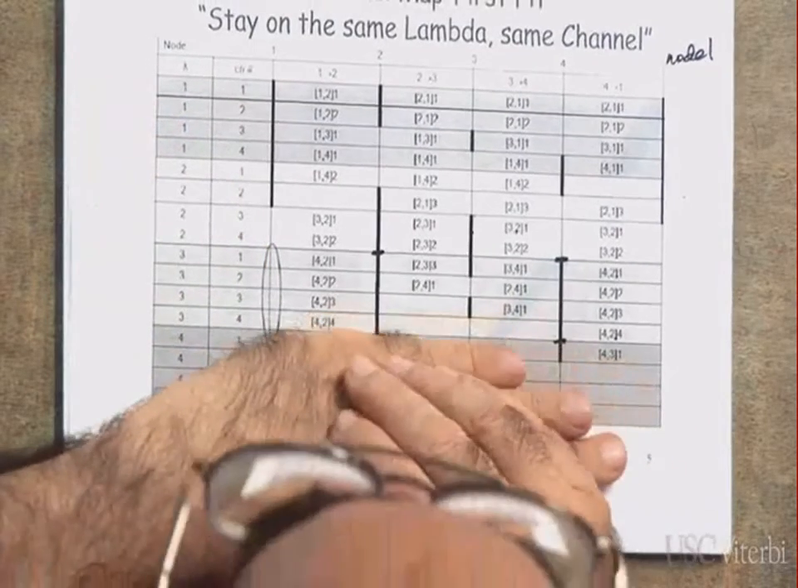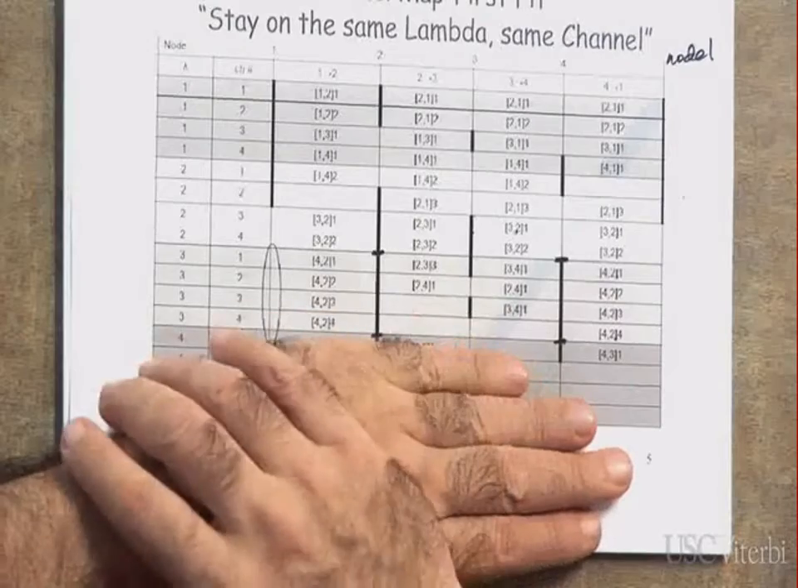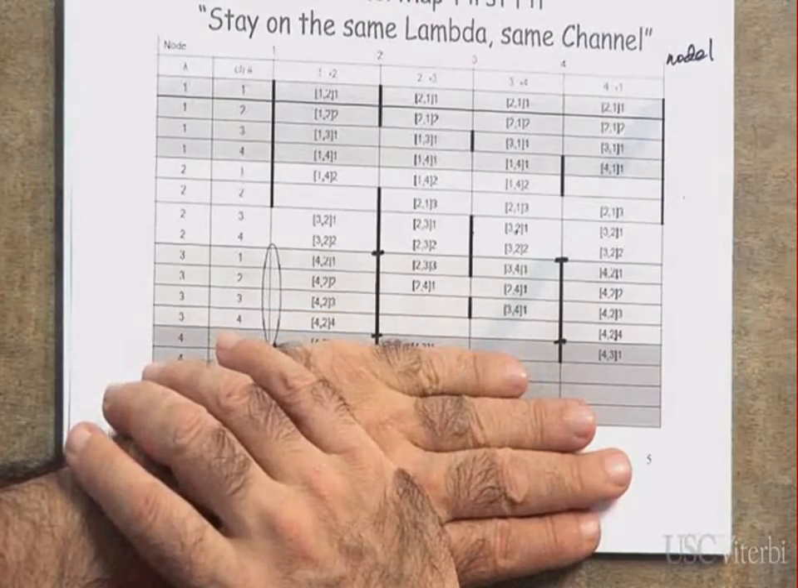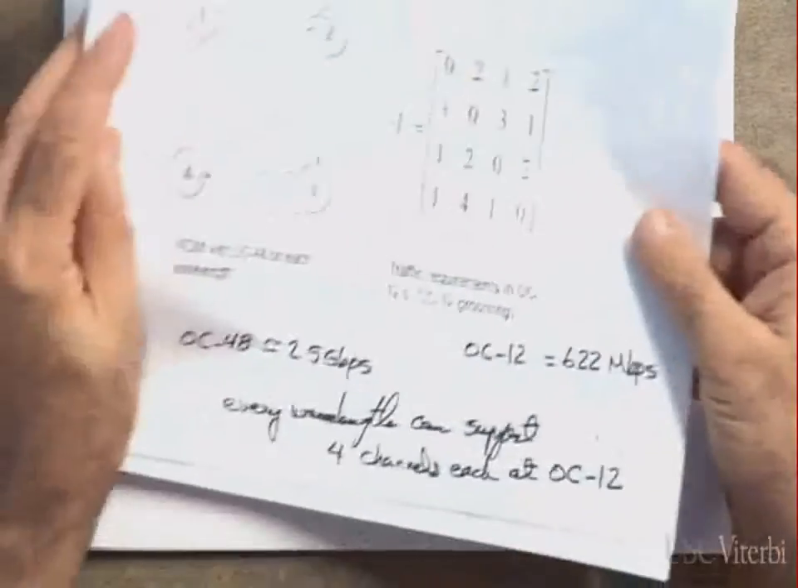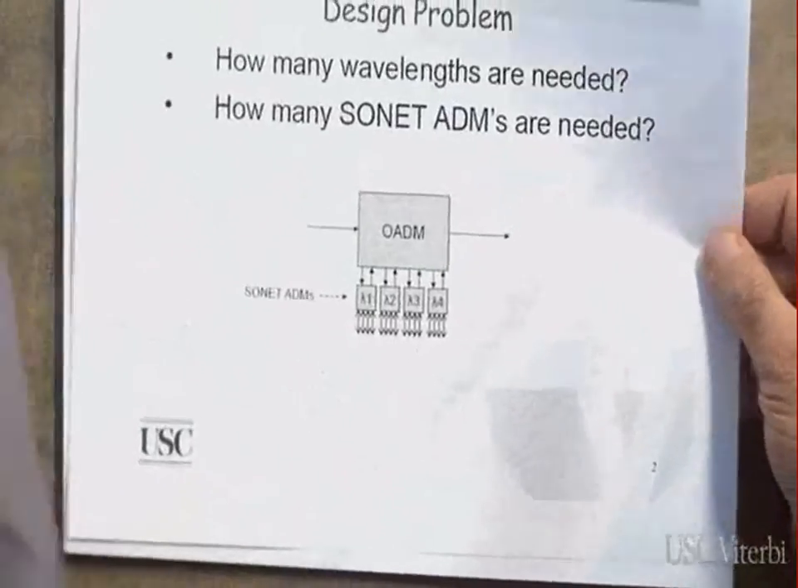Now, answer me the following question. Do I still need another wavelength? Remember, in here, what did we say? What did we say in here?